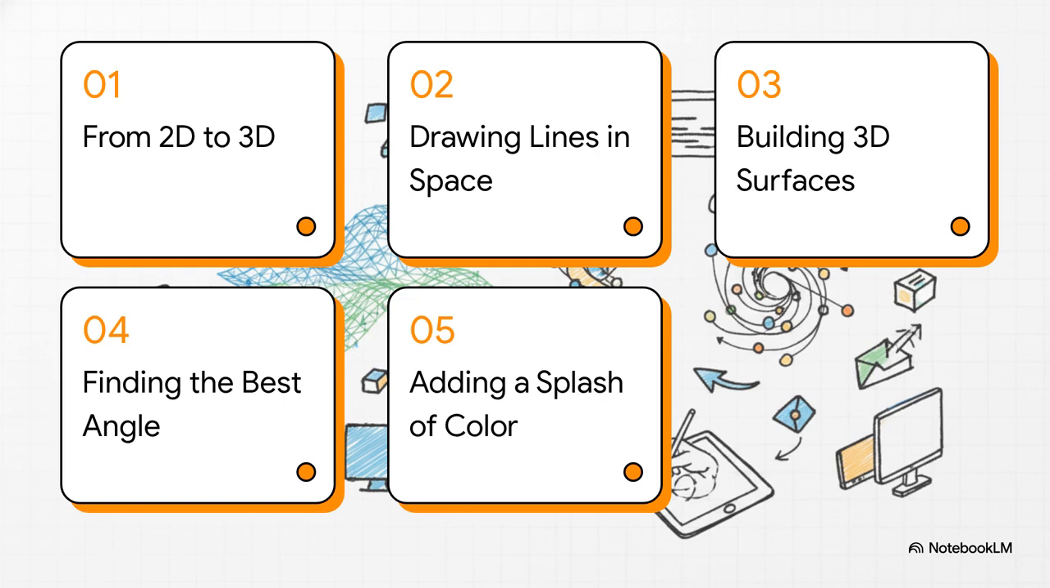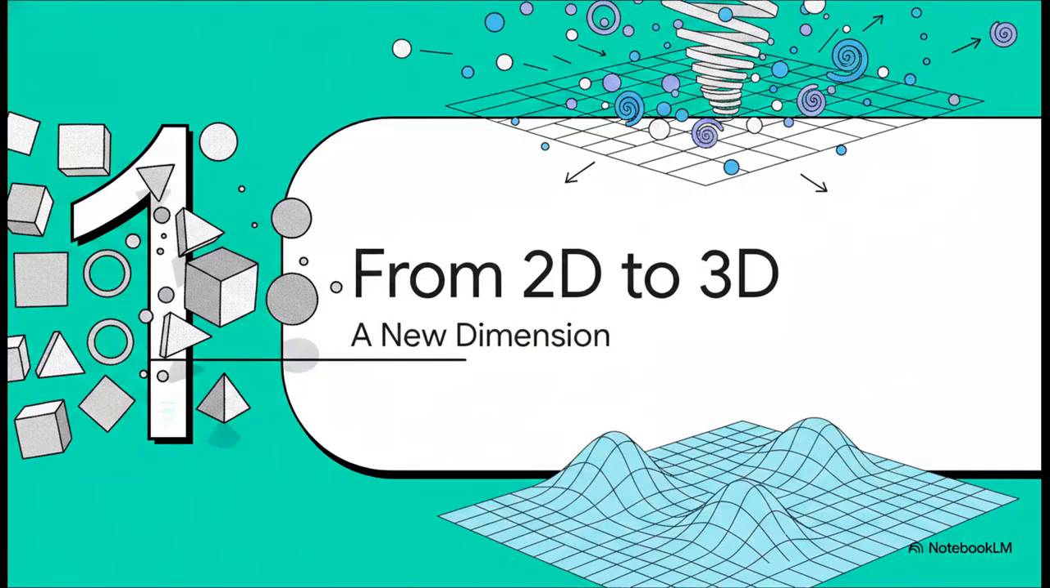We're going to walk through everything step by step, from just adding that third dimension to drawing lines, building actual surfaces, finding that perfect camera angle, and then the fun part, adding a huge splash of color. Okay, first things first, let's talk about making that jump from a flat page right into a 3D world. It's a big leap, but trust me, it's easier than you think.